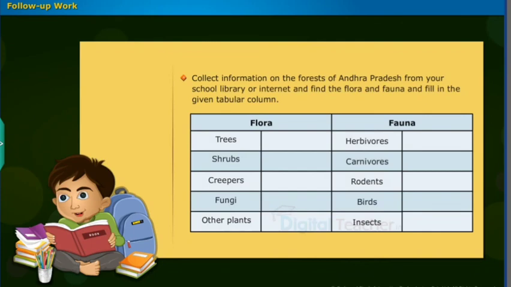Collect information on the forests of Andhra Pradesh from your school library or internet and find the flora and fauna and fill in the given tabular column.